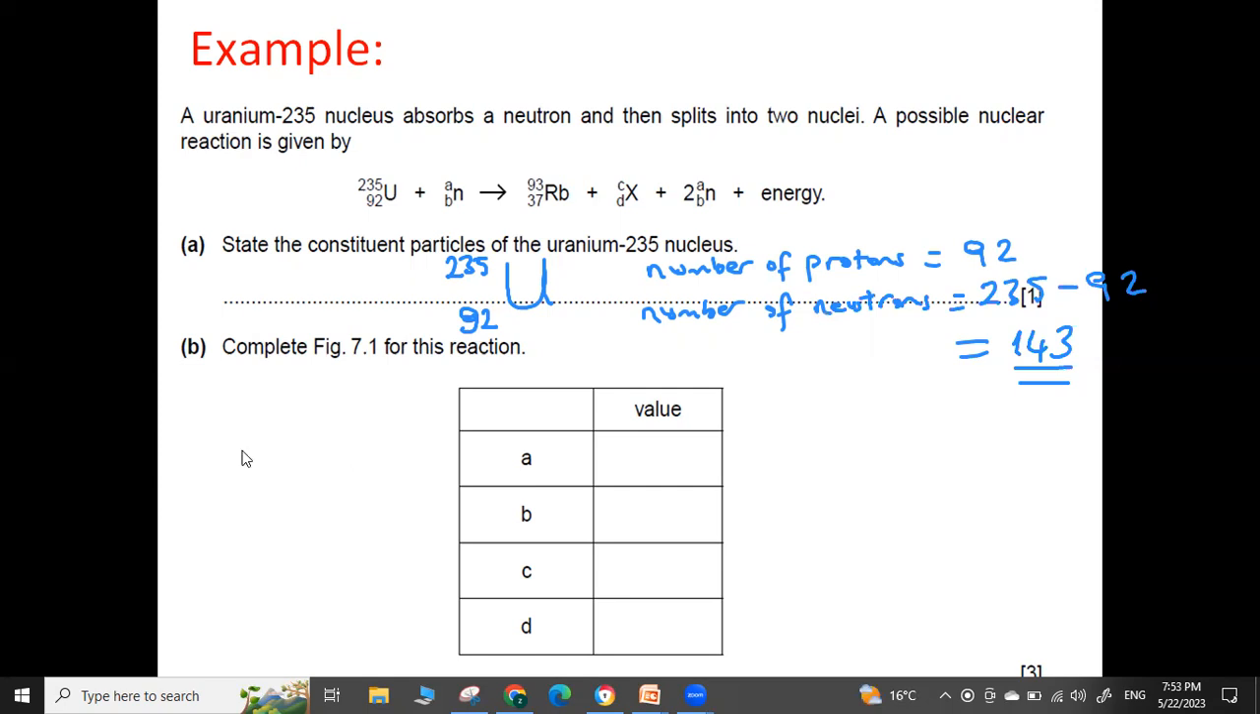So let's go to question B. Complete figure 7.1 for this reaction. So it's basically asking what are A, B, C, and D. It's also a very easy question. To find A, B, C, and D, we will use the conservation of proton number and conservation of mass number. If you look at the number of protons on the left side, I mean before the arrow, we have these particles, but after the arrow, we have these particles. So the total number of protons before the arrow must be equal to the total number of protons after the arrow. On the left side we have 92 and B.